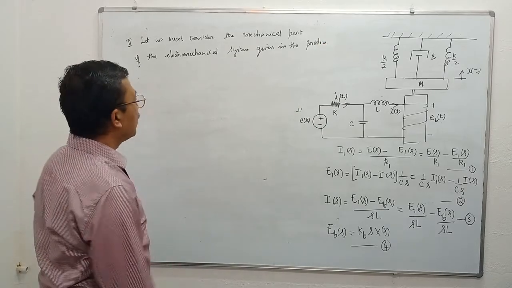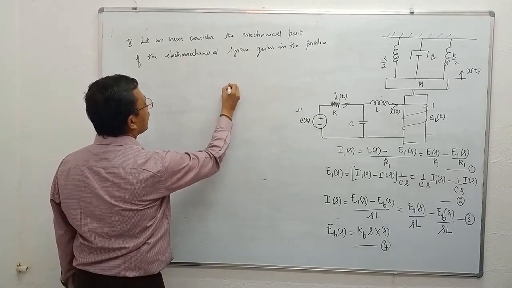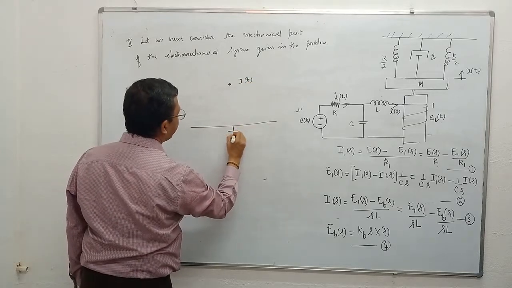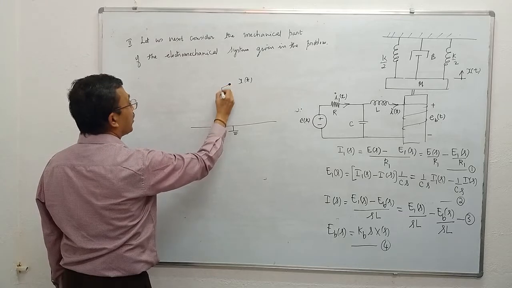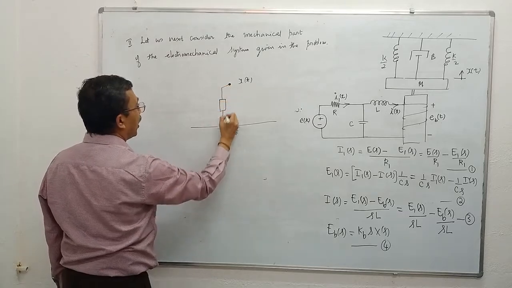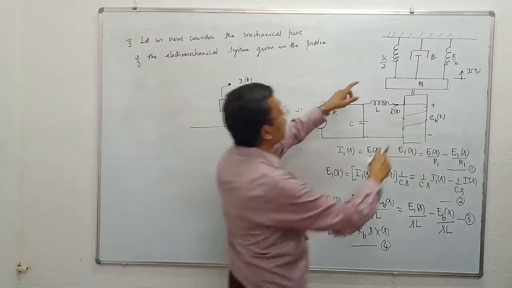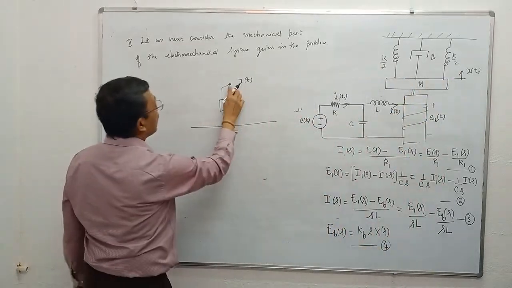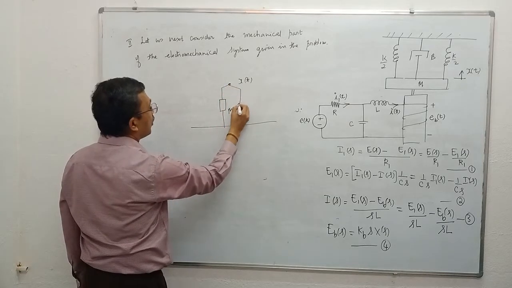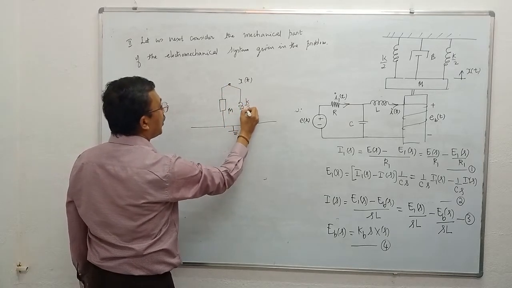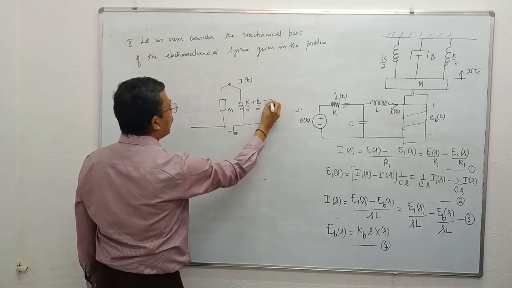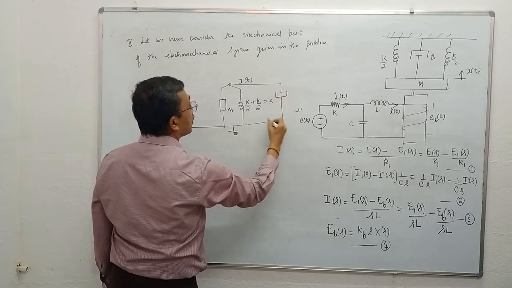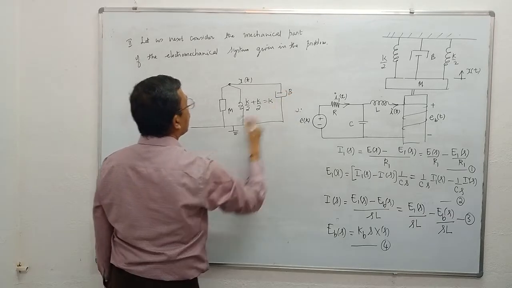What is the mechanical network? There is only one displacement, so I will write only one node x of t. Mass m is connected between x of t and ground. The two springs with stiffnesses k by 2 come in parallel between x of t and ground, so I will write one spring k by 2 plus k by 2 is equal to k. Then we have the damper with coefficient of friction equal to b.